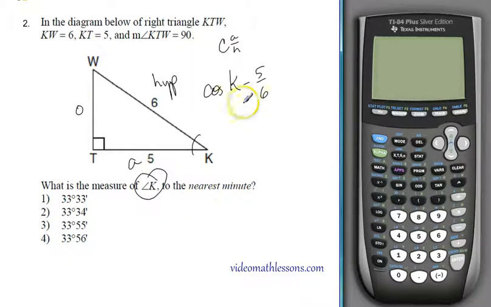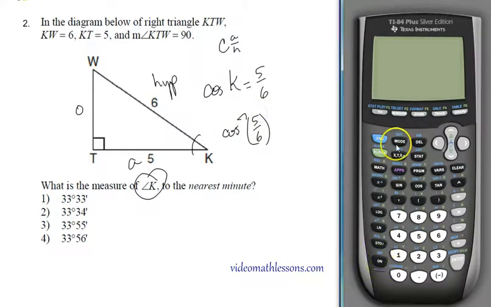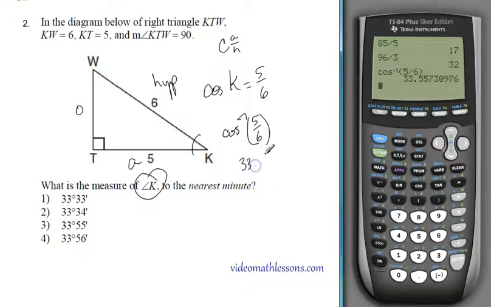And they want this to the nearest minute. So to do this, I'm going to use the inverse trig function, second cosine, 5 over 6. My calculator is already in degree mode, so make sure you calculate in degree mode. Second cosine, 5 divided by 6, and we hit enter, and it's 33.5573, so 33.557309776 degrees. Well, notice they all have 33, so we're on the right track.